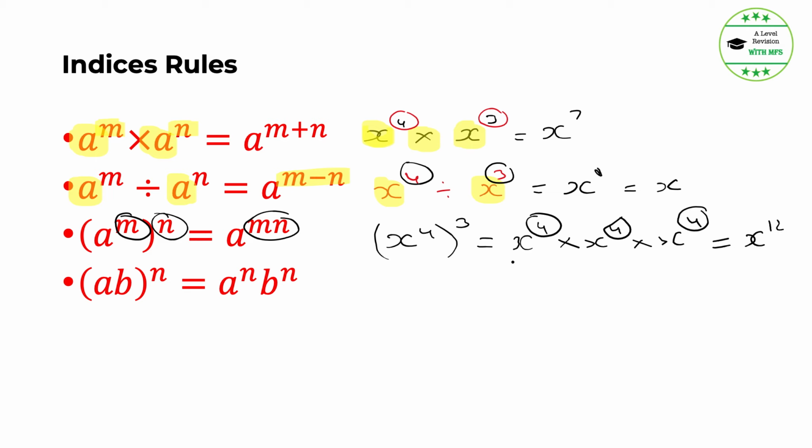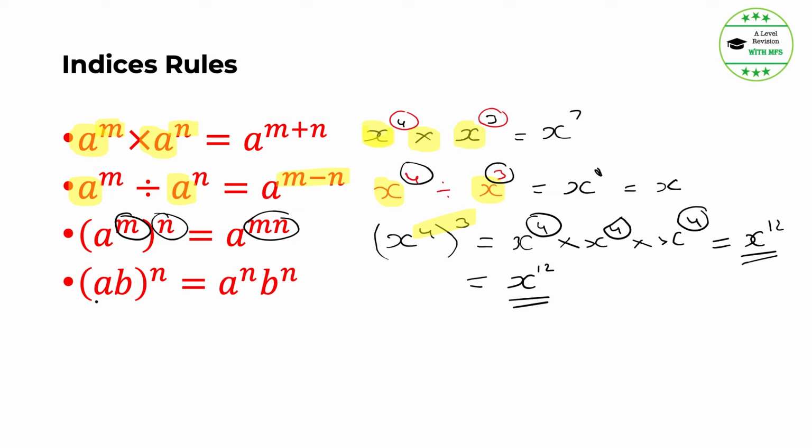Now, because we have brackets, we could have done this much quicker. We could have just multiplied the two exponents. When we have two exponents next to each other, we can just multiply them, just like that. And that would get us x to the power of 4 times 3, which is 12. And as you can see, that is the same as that.